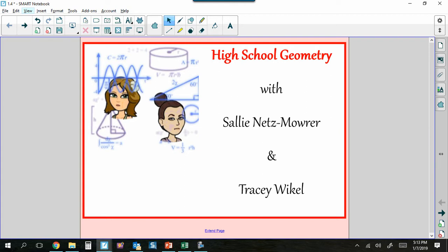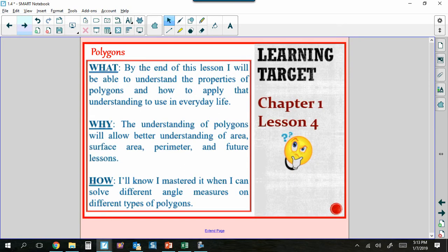Today we are going to introduce 1.4 polygons. Our learning target for today is: by the end of this lesson, I will be able to understand the properties of different polygons and how to apply that understanding to everyday life. Why is this important? Because understanding area, surface area, perimeter, and those kinds of things are not just important to future lessons, but they're also important to just living in general.